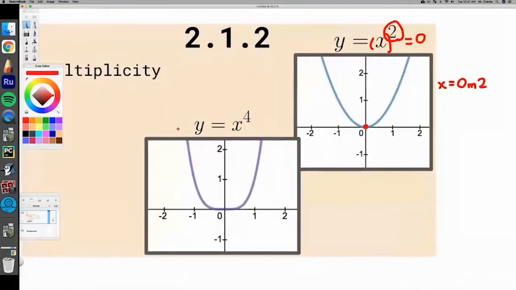This one's a little different because if I set this equal to 0, it's going to be 0 as well. X is equal to 0, but it's going to be multiplicity 4. So they both have the same solutions, both 0, but one has a multiplicity 2, the other one has a multiplicity 4. That means there are still 4 solutions and 2 solutions for each of these, which means the fundamental theorem of algebra still holds.